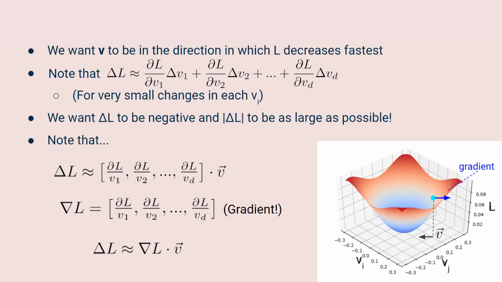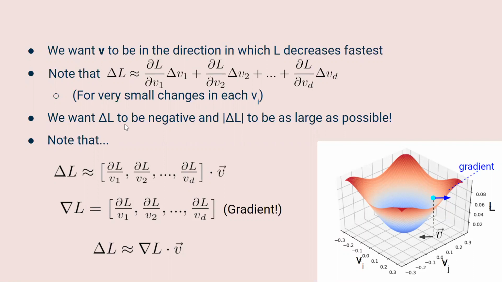Okay, it's worth keeping in mind that this approximation only holds if our nudges are really small. We want them as close as possible to these partials. And so again, we can reformulate our first point by saying we actually want delta L, or change in loss, to be negative, because we want the loss to be decreasing. And we want the absolute value of delta L to be as large as possible. So not only is it decreasing, but it's decreasing the fastest.